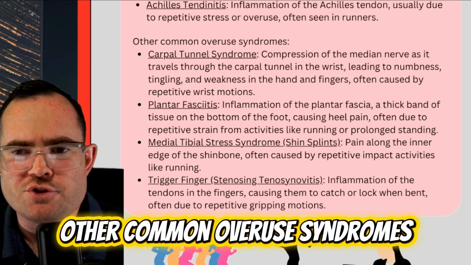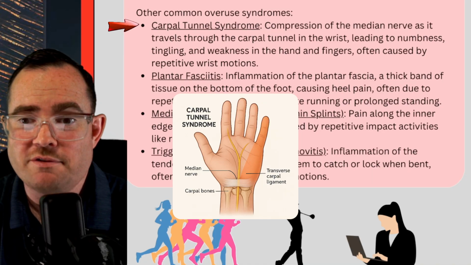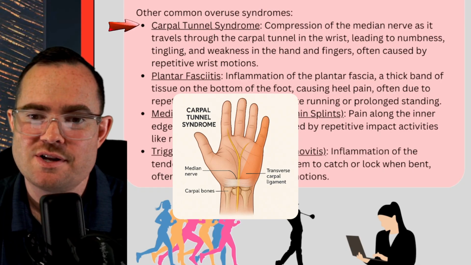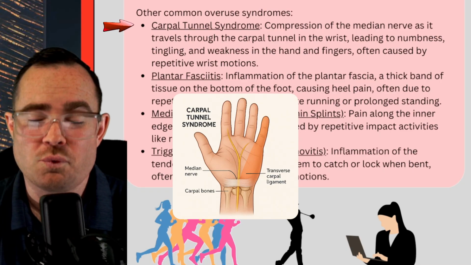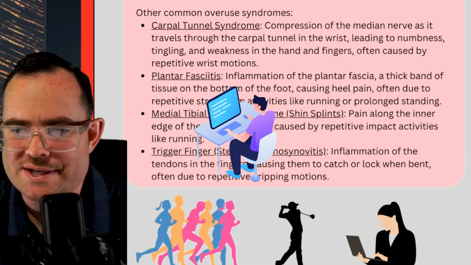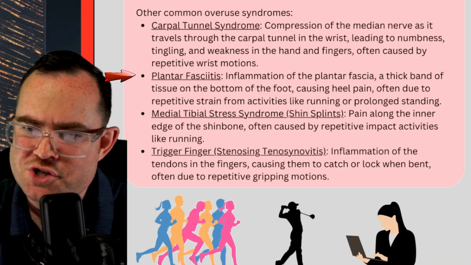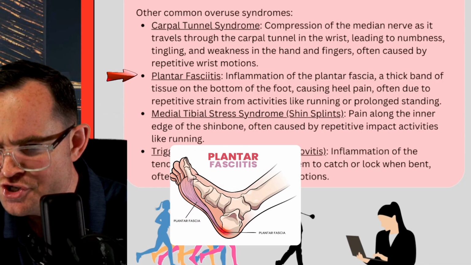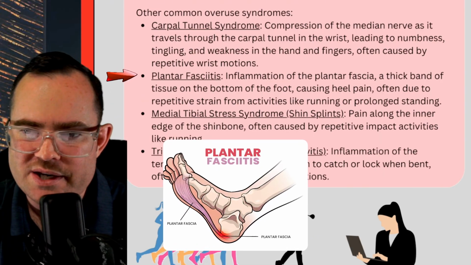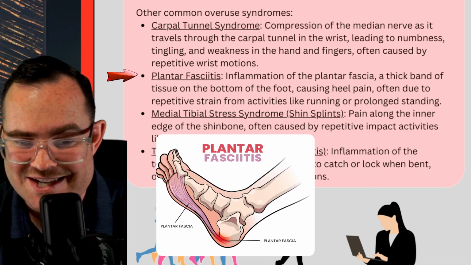Other common overuse syndromes. Carpal tunnel syndrome, compression of the median nerve as it travels through the carpal tunnel of the wrist, leading to numbness, tingling, and weakness in the hand and fingers, often caused by repetitive wrist motions. I know that's a popular one with people that work too much on a desk or on a computer. Plantar fasciitis. I have seen test questions on this one. Inflammation of the plantar fascia, thick band of tissue at the bottom of the foot, causing heel pain, often due to repetitive strain from activities like running or prolonged standing.